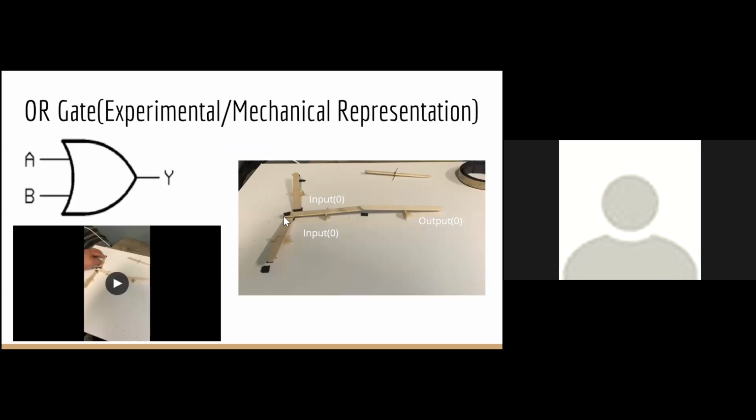And then here we have the experimental construction. Essentially, the way I went about it is the inputs, instead of being on top of the first seesaw, are now below it, so that when one of them is 1, it makes the output 1.